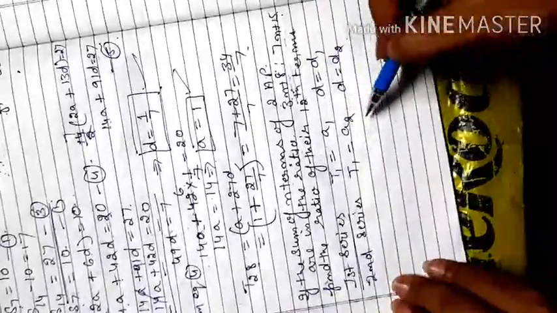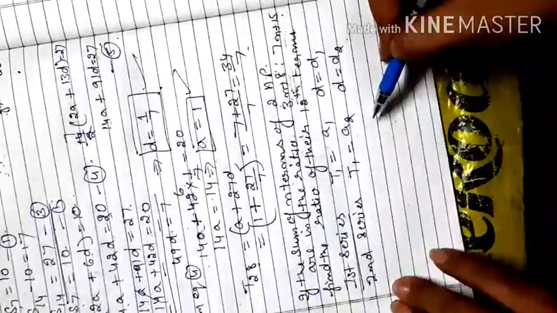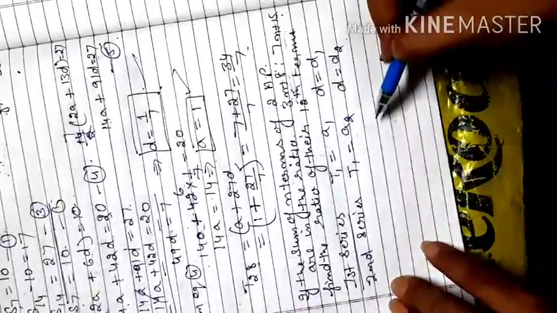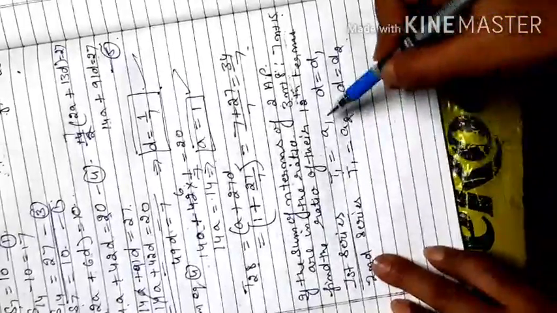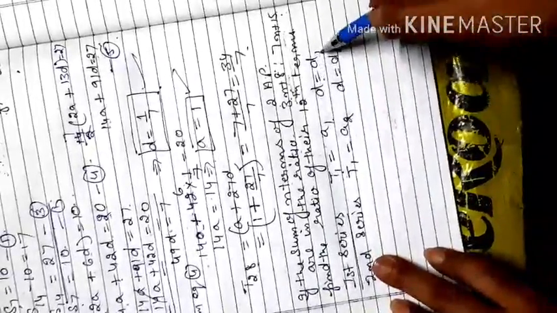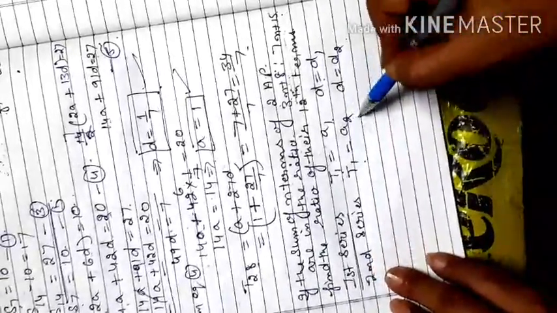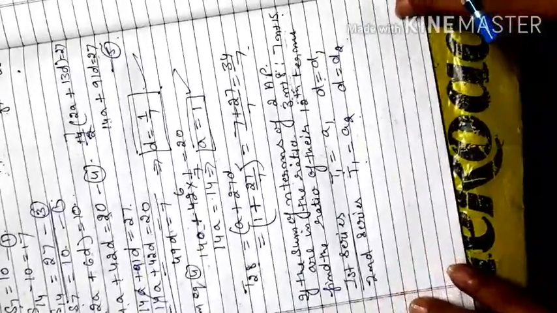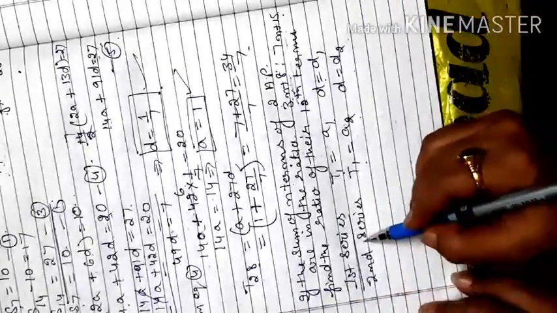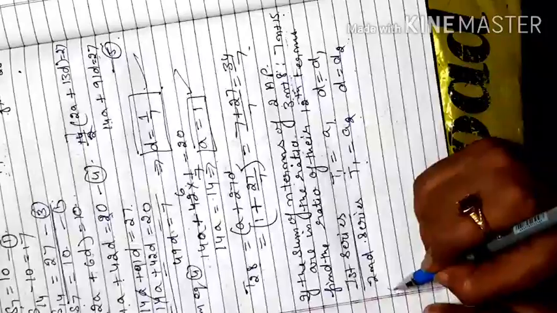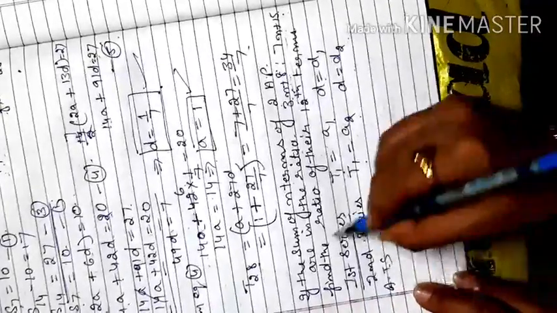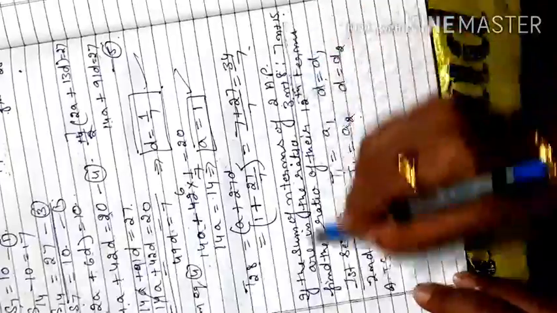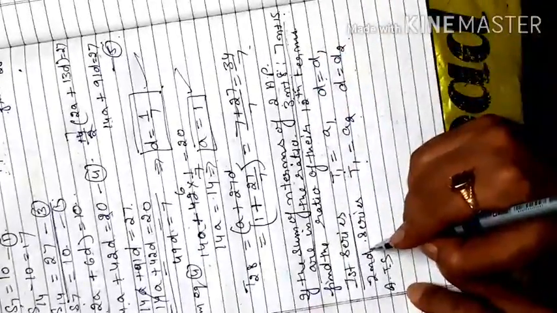Obviously, if n is the same in both series, the first term and difference will be different. So I consider, suppose in the first series my first term is a1 and difference is d1, and in the second series the first term is a2 and difference is d2. If I apply according to the statement, first I elaborate only this one, the sum of n terms.